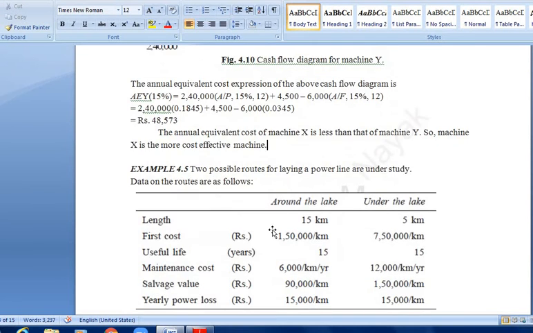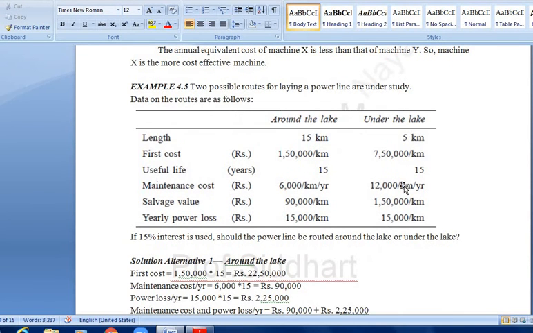Got it? So one more problem, same thing here, but here it is a problem of two possible routes for laying a power line under study. So power lines have to be drawn, but one should be around the lake, one is under the lake. So the length, if we go around the lake, is 15 km, under the lake it is 5 km. So first cost 1,50,000. So this is 7,50,000.